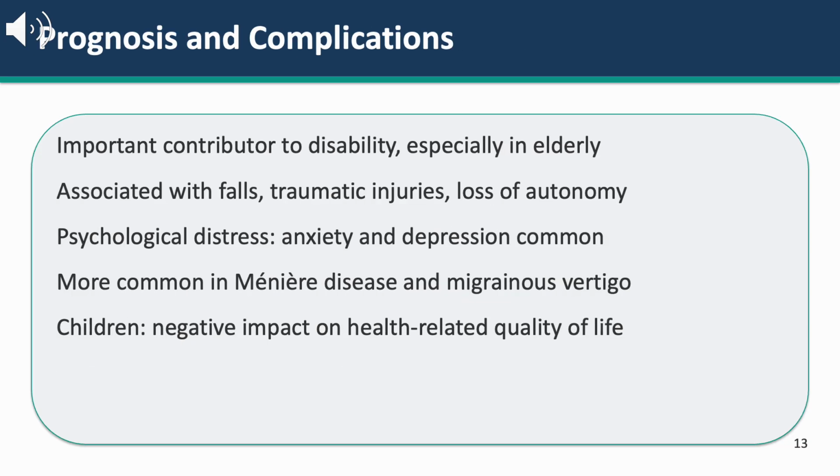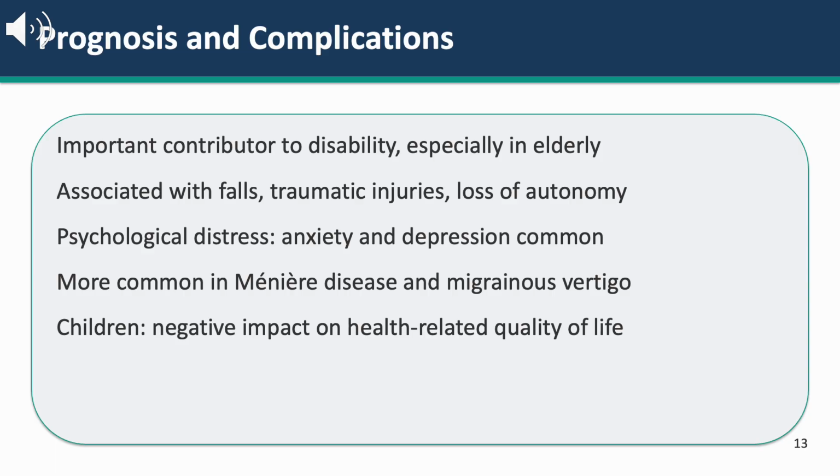Although the prognosis and complications of vertigo are heavily dependent on the underlying causes, vertigo is an important contributor to population attributable disability, particularly among the aged, and is often associated with significant comorbidities and serious consequences, including falls, traumatic injuries, loss of autonomy, and institutionalization. Psychological distress is an important component of vertigo-related handicap.